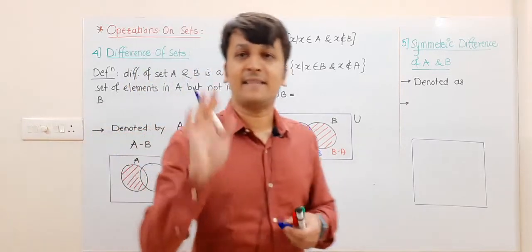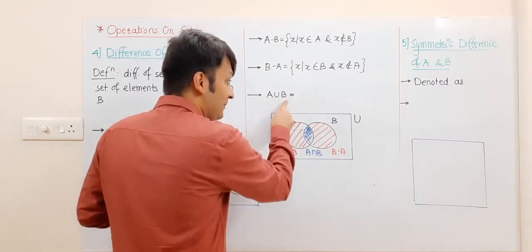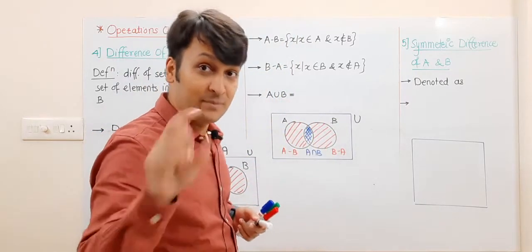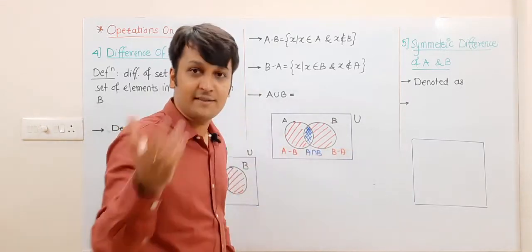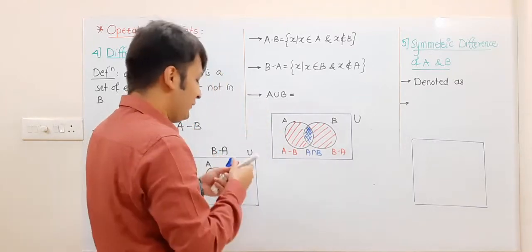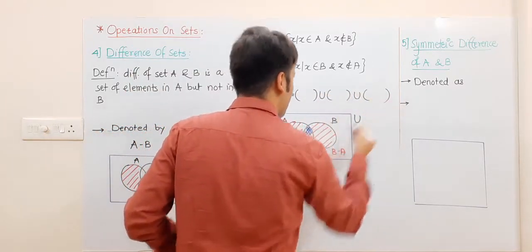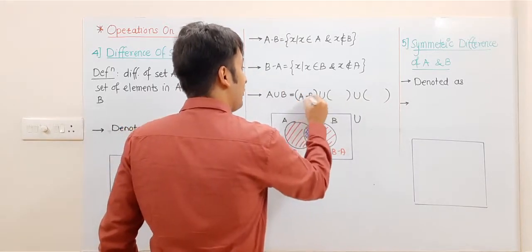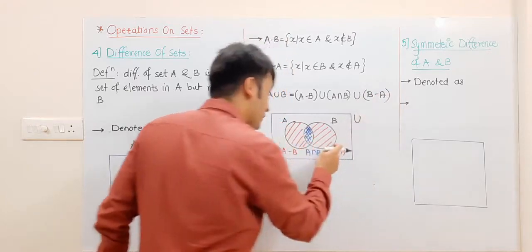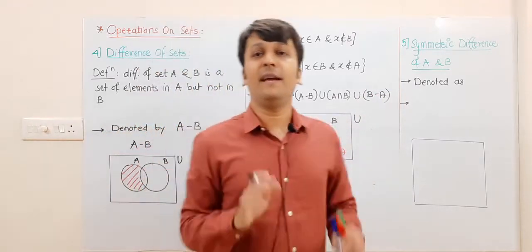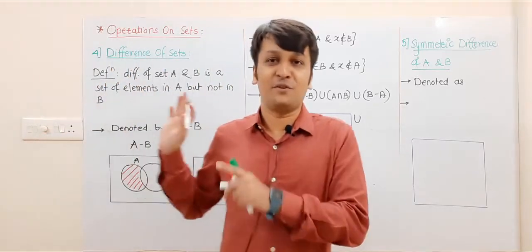Then can I say A union B is the union of this and this? Yes, all together is going to be A union B. So can I write like this? First union, second union, third. What is first? A minus B. What is second? A intersection B. What is third? B minus A. If you take the union of all three, you will get A union B. This is the second part of the difference of a set.